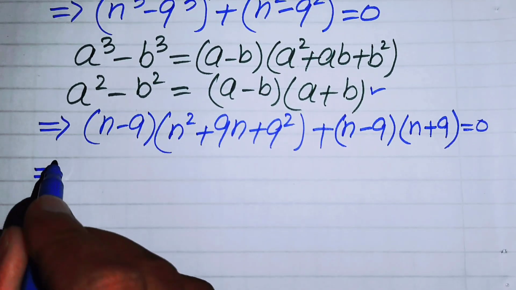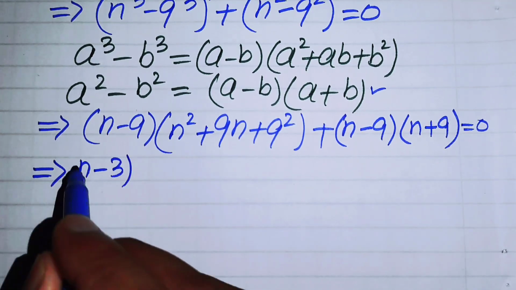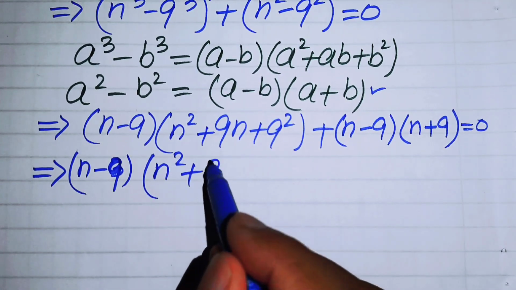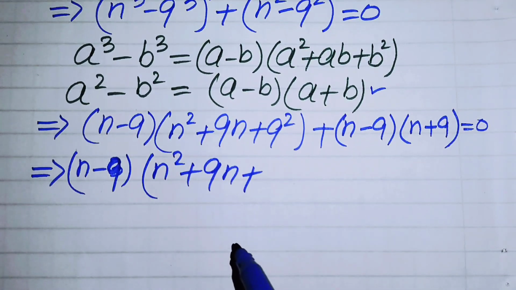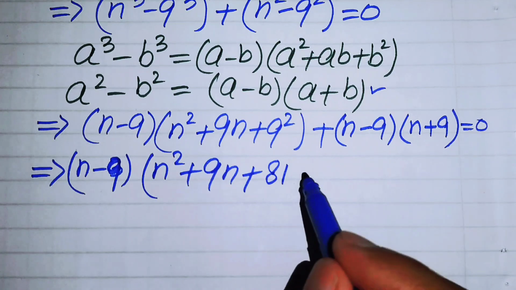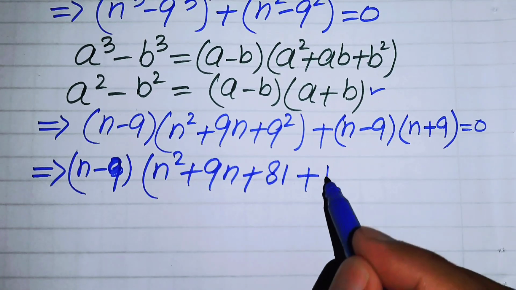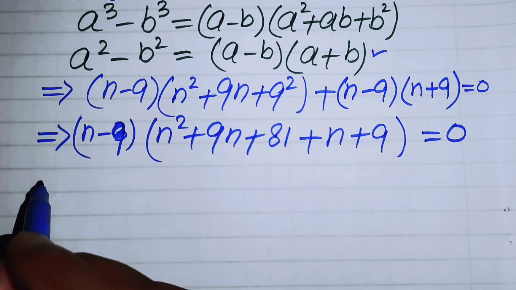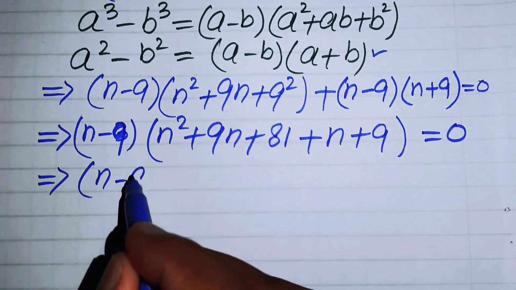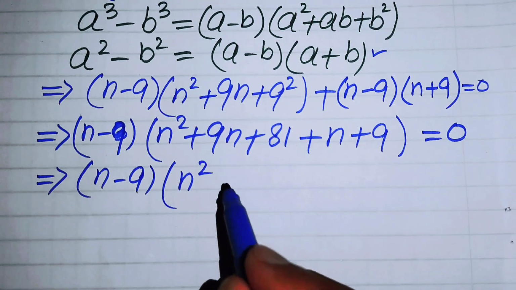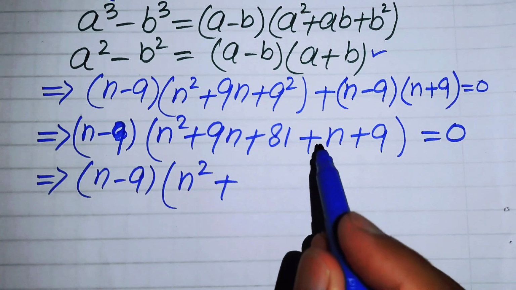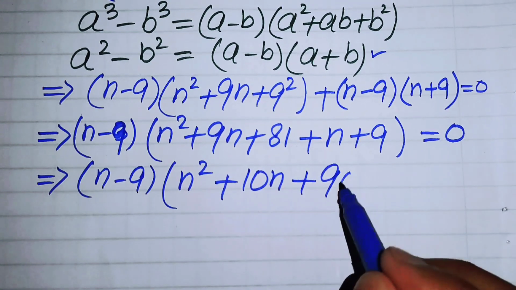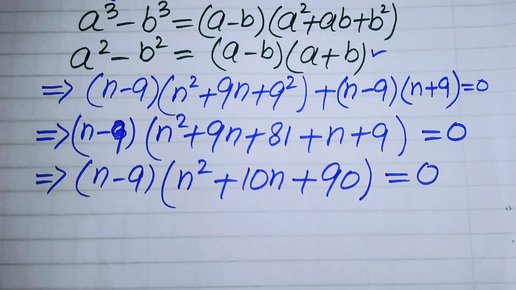So we will take it common, and you get n squared plus 9n plus 9 squared, and 9 squared is equal to 81, plus here you take common n minus 9 and you get n plus 9 only, and this whole is equal to 0. Now we will simplify the terms, and here you obtain 9 minus n times n squared plus 9n plus n, which is equal to 10n, and 81 plus 9 is equal to 90, and this whole is equal to 0.